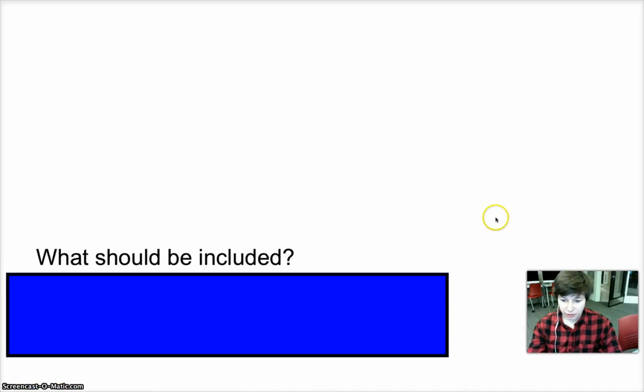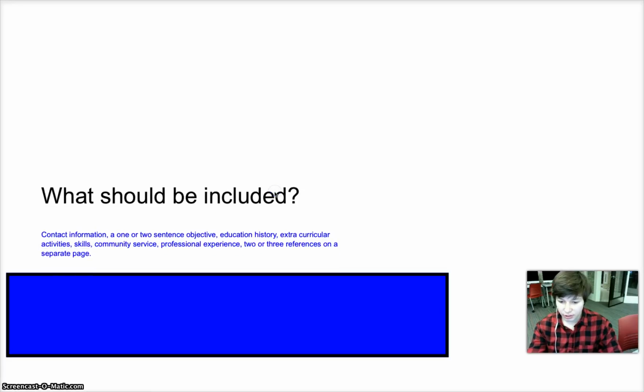There are various parts of a resume that are typically included. Does anyone know what goes into a resume? You always need to include your contact information at the very top of the resume. Right below that, you need to write down an objective that is at least 1 or 2 sentences. After this, you can include other things such as your educational history, your extracurricular activities, a list of the skills you possess, community service, and professional experiences that you may have, and 2 or 3 references that go on a separate page. We're going to talk about the different information you will need for each of these portions.